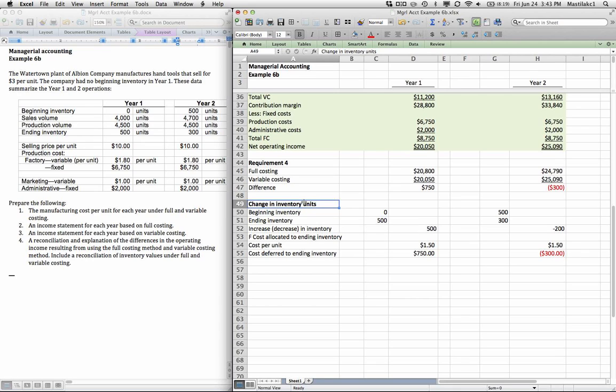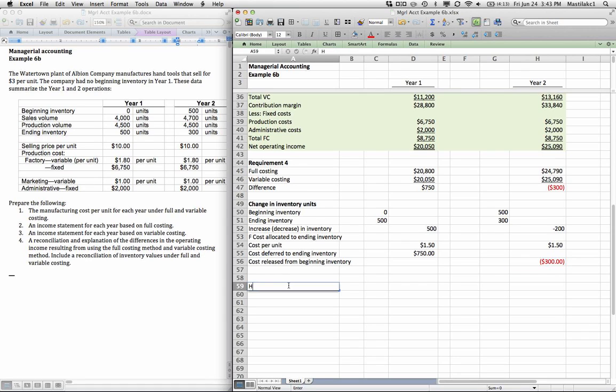So one way to think about the difference in income between full costing and variable costing is to think about the change in inventory units. And actually I should change this one thing. It's not a cost deferred into ending inventory. It becomes a cost released from beginning inventory. So this $300 is cost that we incurred last year in year one to produce units that we didn't sell until year two. So that's why it's released out of the end of year one, beginning of year two inventory into year two's income statement. So that's one way to think about it.